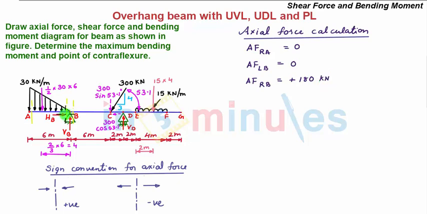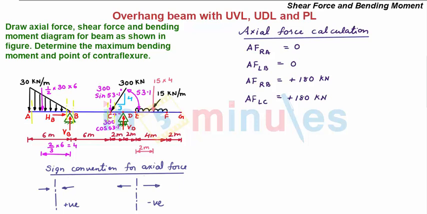Now moving this section towards the right and taking the section towards the left of C and very near to it, we have the axial force towards the left of C. Now again considering the left hand side of the section, we see that there is no additional horizontal force, so the axial force towards the left of C will be the same as that towards the right of B, equal to 180 kilonewton.